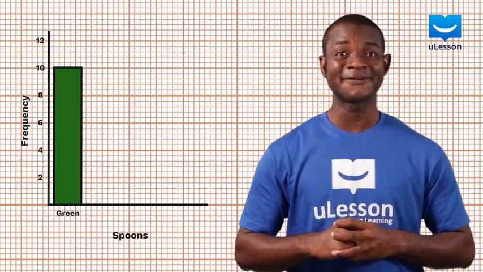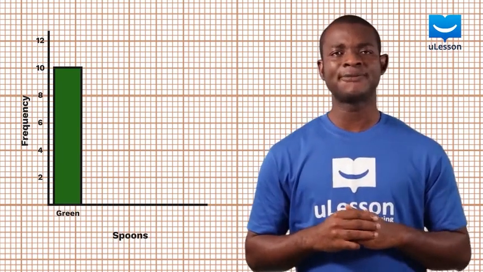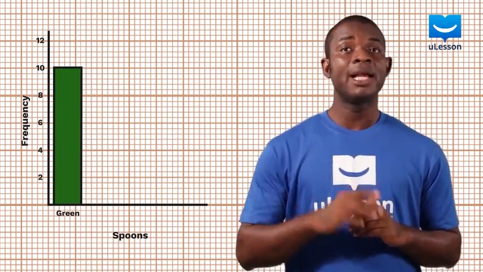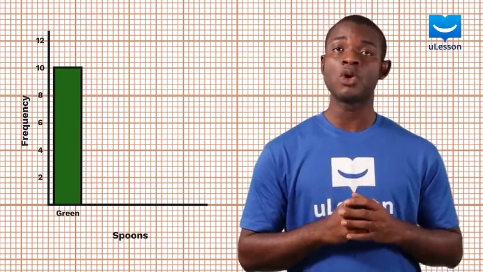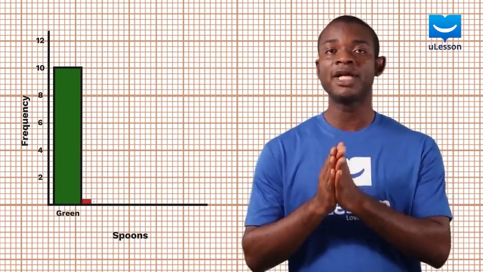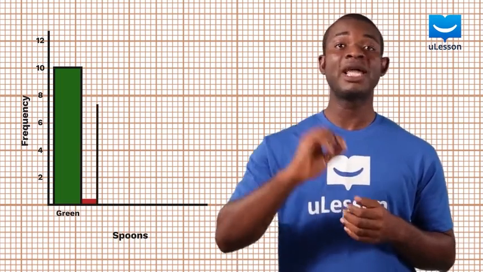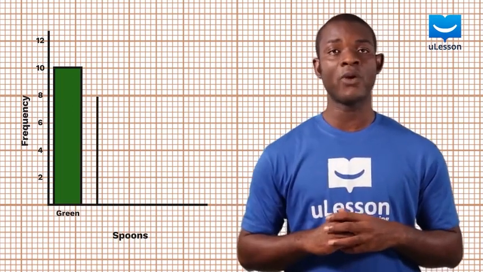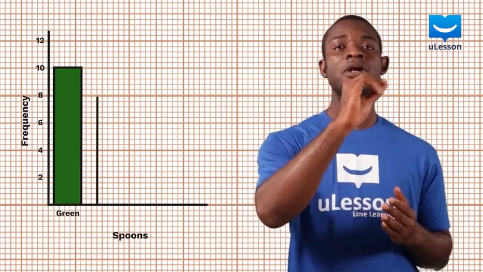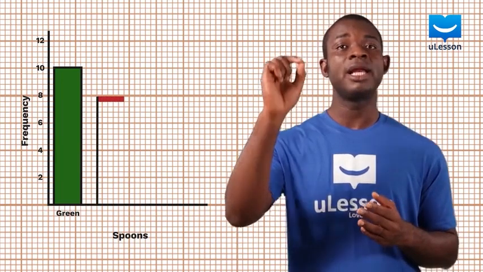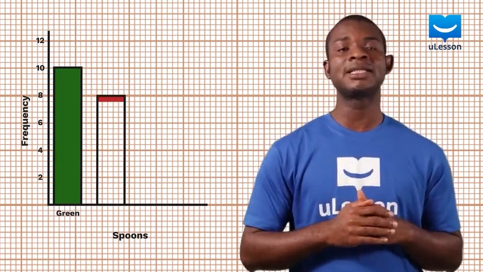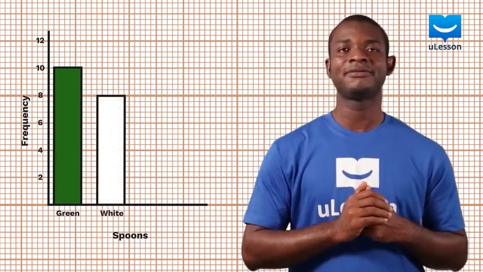That was easy, right? Let's draw the bar for the white spoons. Remember that the bars must be spaced, so we count 1, 2, 3 and draw. We draw up the straight line until we get to 8, which is the frequency of white. Then count 5 boxes horizontally, then back to the horizontal axis and finally label.